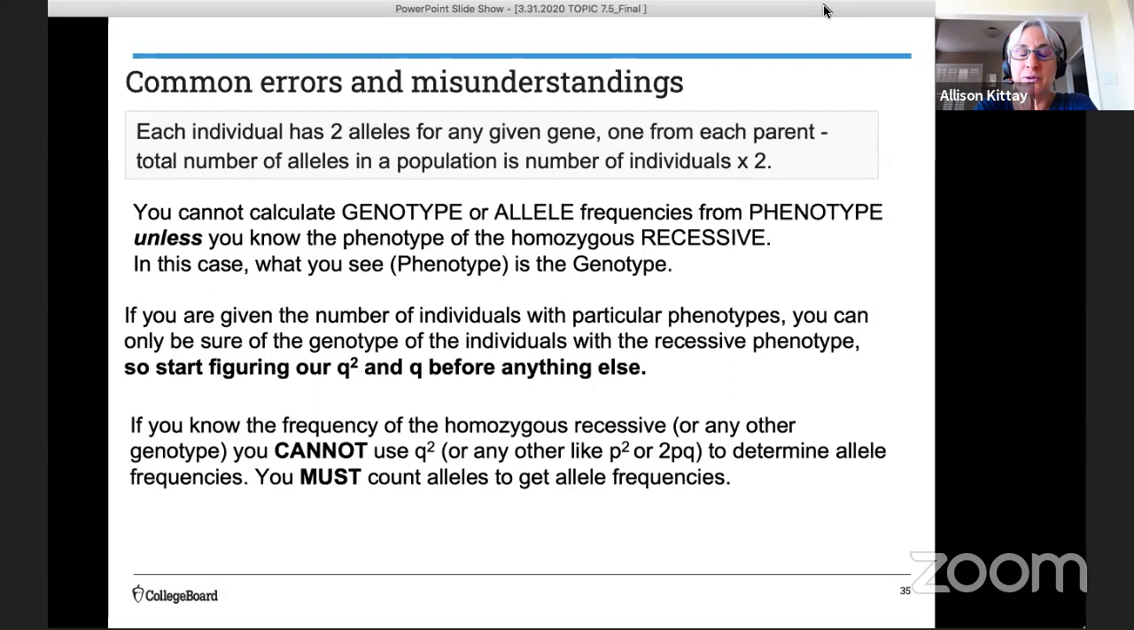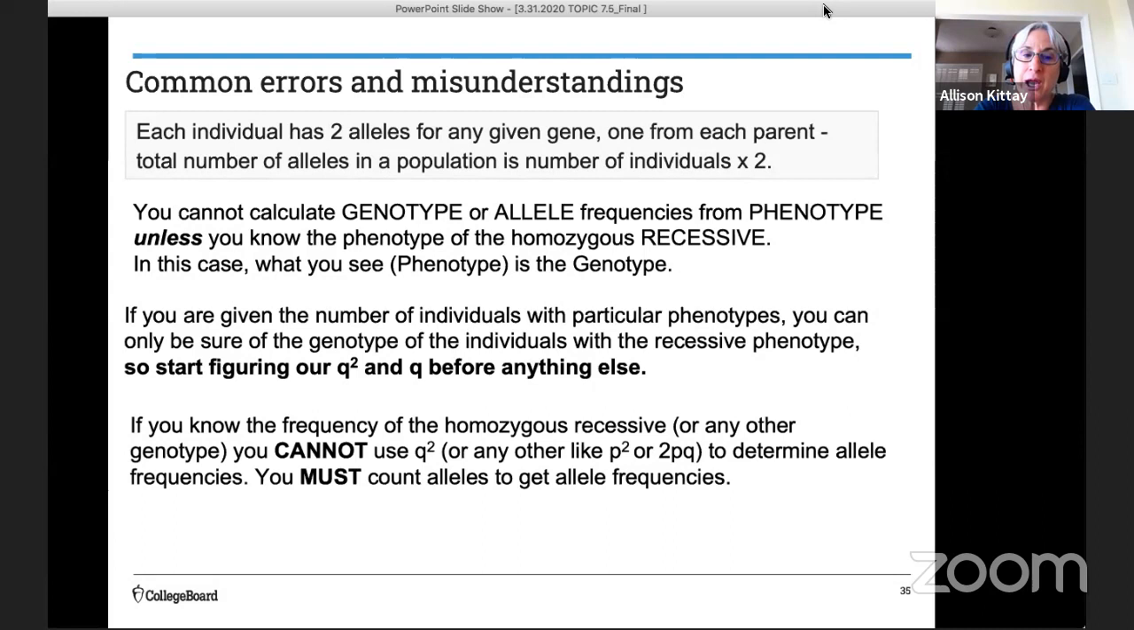And also, if you go back to the graphic I showed you of how this was derived with the flowers, it really illustrates that nicely. You cannot calculate genotype or allele frequencies from phenotype alone unless you know the phenotype of the homozygous recessive. In this case, what you see, the phenotype, is the genotype, and often they will give you that in the problem. If you're given the number of individuals with particular phenotypes, you can only be sure of the genotype of the individuals with the recessive phenotype.